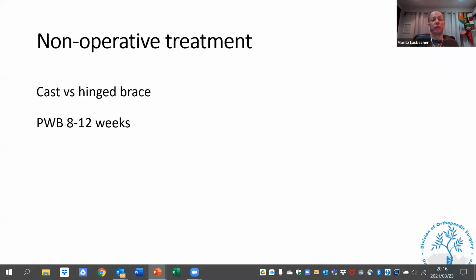So what does non-operative treatment entail? And this is another debate, between an above knee cast and a hinge brace. As we know from the AO's dictum, you want to preserve motion in intra-articular injuries. Most people agree on partial or non-weight bearing for 8 to 12 weeks.